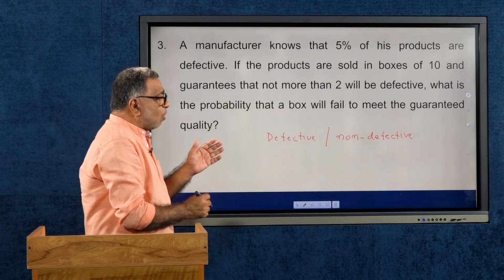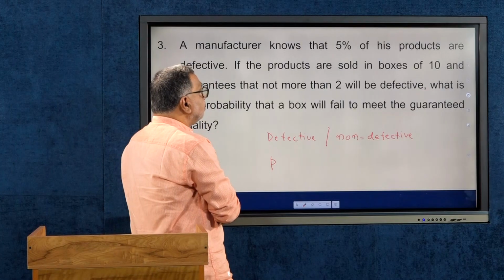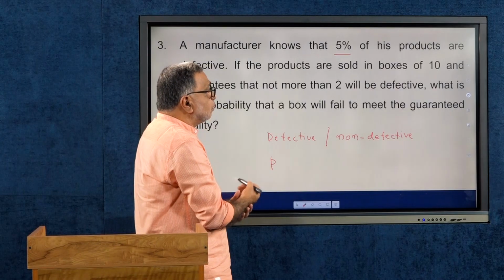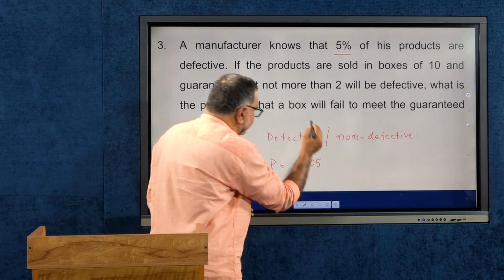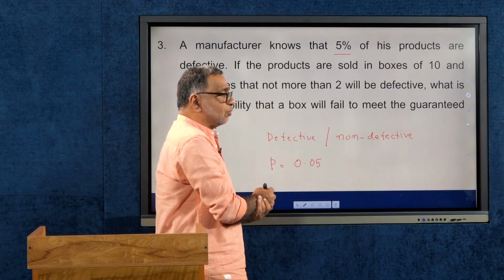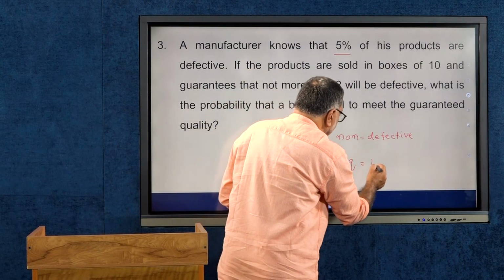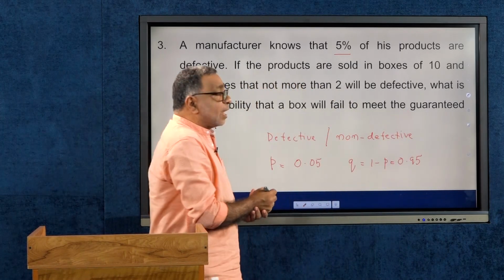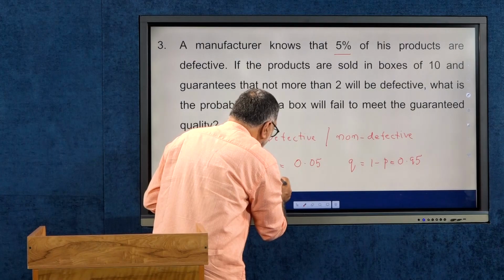And the probability of getting a defective, which we denote by p, from the previous experience, 5% of his products will be defective. So p is equal to 0.05, that is 5 divided by 100. And what is the probability of a non-defective? That is 1 minus p, which is equal to 0.95. And a box consists of how many products? 10 products. So you are given n is equal to 10.